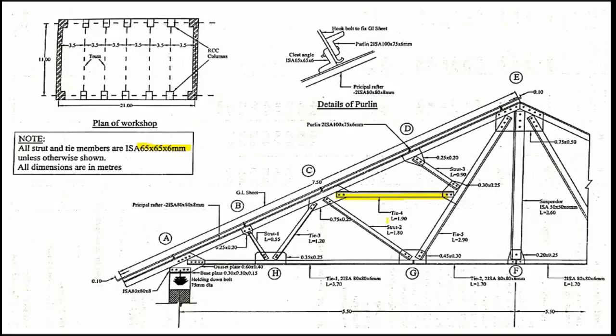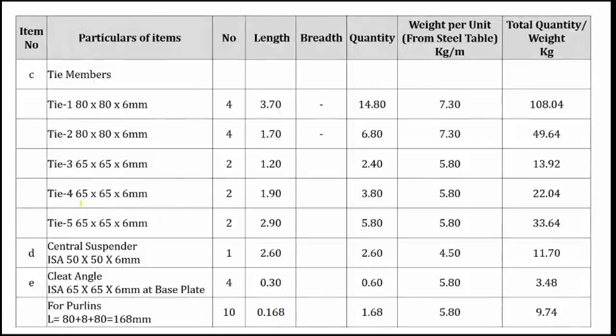Tie member number 4 is of length 1.9 meters. They have not given the size, that means 65 by 65 by 6. Therefore two numbers, length is 1.9. If you multiply, you get 3.8. The weight you will get from the steel table, and you will get the answer.